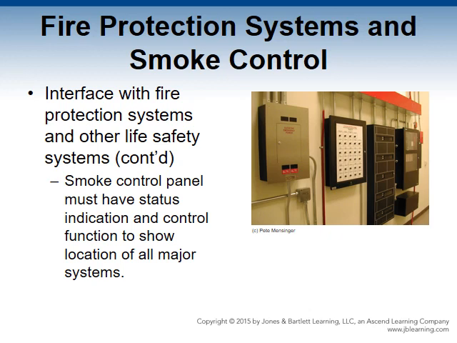The smoke control panel must have status indication and control functions that include the location of each major system by floor, shaft, or equipment room location. All components must be clearly labeled. The control panel is often in the same room as the fire alarm system control panel and other life safety system monitoring and controlling equipment.